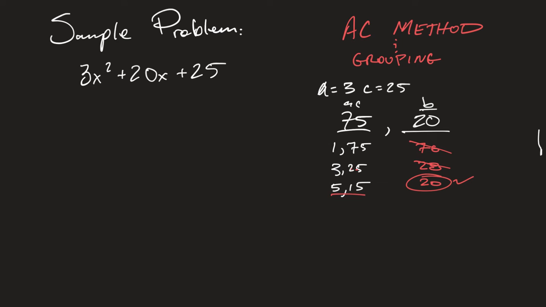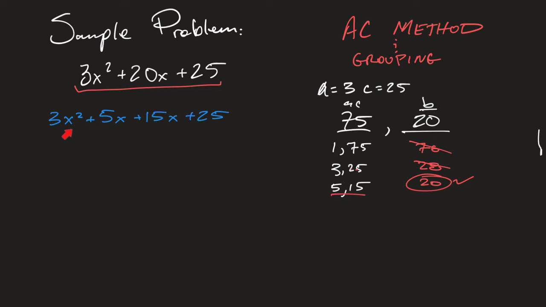Now I'm going to split this or set it up so I can do grouping. I'm going to split this trinomial in the middle. You'll see what that looks like. 20x is in the middle, so I split that up. Now I have it set up where I can do grouping. And we'll do grouping in two different ways. I'll show you this straightforward way, and then we'll do the box method next.